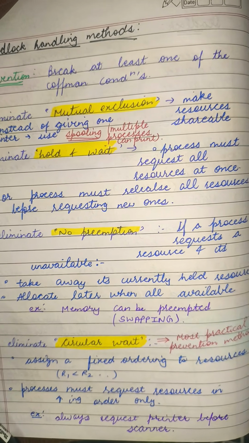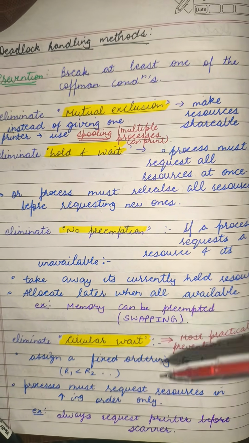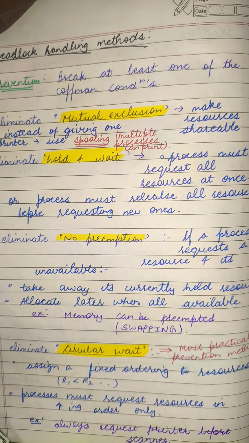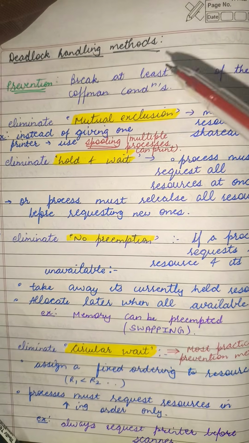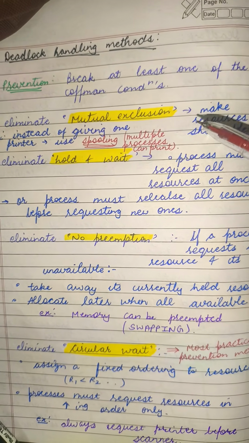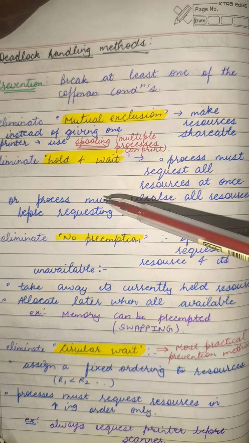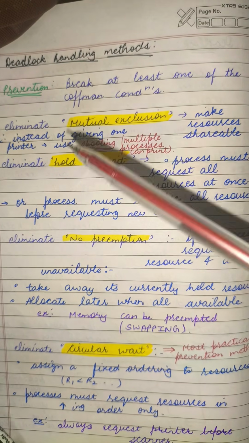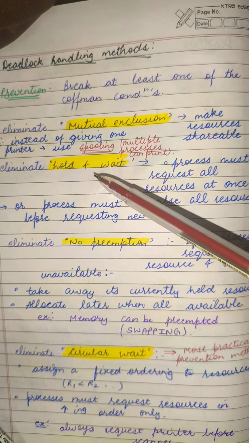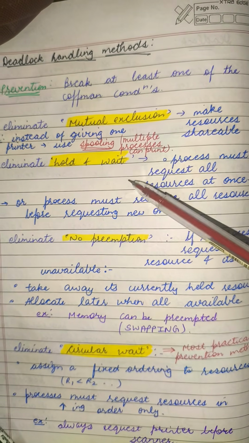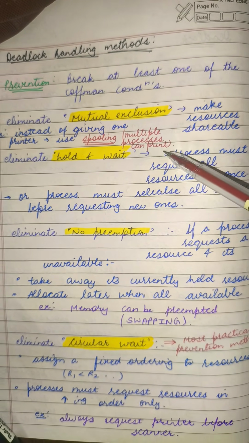So for prevention, what we can do is simply eliminate one of them, and the deadlock can be prevented. Okay, so the first method is eliminate mutual exclusion. That means we have to make resources shareable. For example, instead of giving one process a printer at a given time, we can use spooling. That is a method where multiple processes can print at the same time.